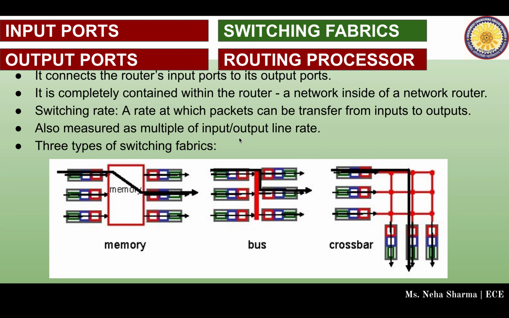According to these, there are three types. The first is the memory type switching fabric, where you use a memory in between as an interface between your input and output for the connection. The second is the bus, where you use a bus, and the third is the crossbar type of connection for your input and output ports. All three have their own advantages, and these are specified on the basis of your switching rate and the input output line rate.